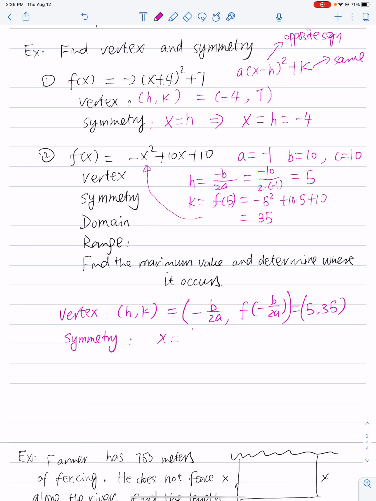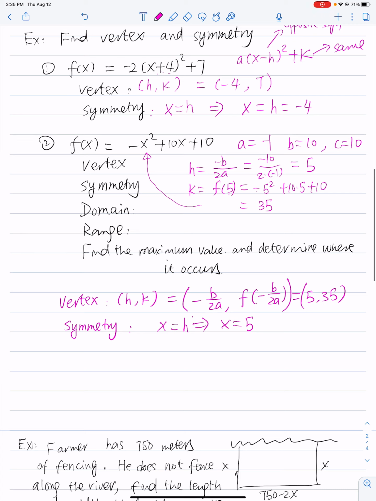So we have (5, 35) here. What is the symmetry? x equal to h, so x equal to 5. So what will be the domain?